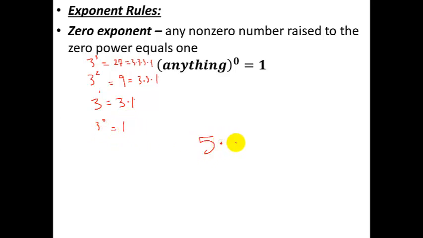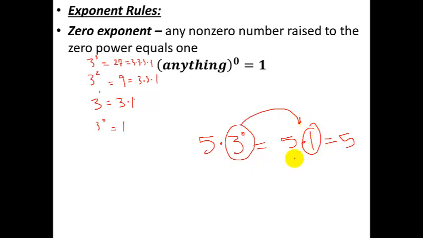So 5 times 3 to the 0: how many times did I multiply by 3? I didn't multiply by 3 at all, so that's the same as 5 times 1, because we don't want it to change. If this right here was a 0, then it wouldn't make any sense, because 5 times 0 is 0, and by not multiplying by a 3, we don't want to change the answer. We want to keep it as a 5.